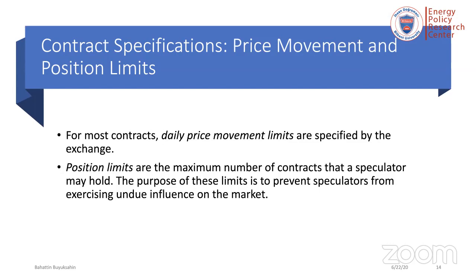The purpose of the daily price limit is to prevent large price movements occurring because of excess speculation. However, limits can become an artificial barrier to trading when the price of the underlying commodity is advancing or declining rapidly due to some economic fundamentals. On the other hand, position limits are the maximum number of contracts that a speculator may hold. The purpose of this limit is to prevent speculators from exercising undue influence on the market.